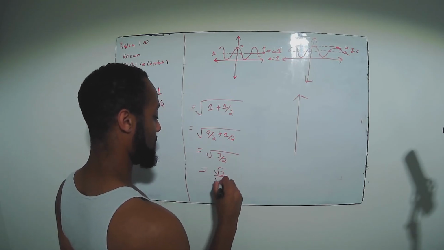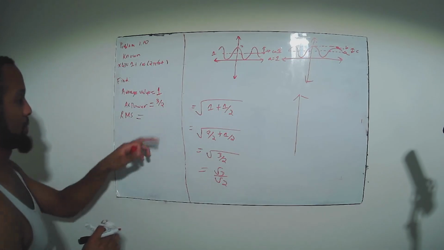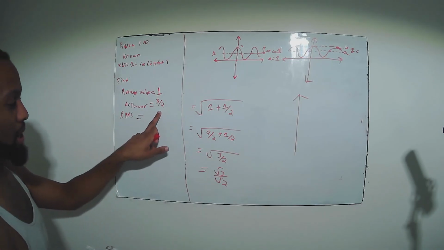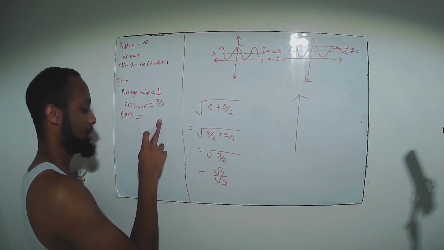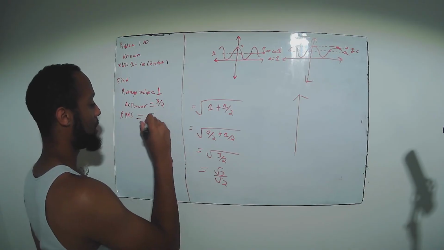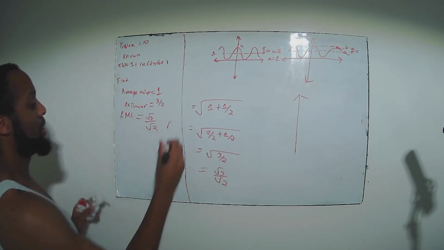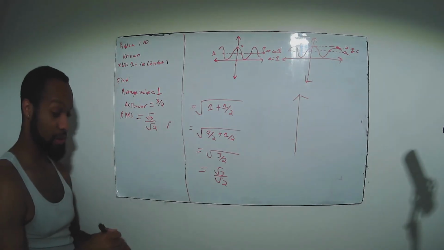3 over root 2. What you'll notice is a root 2 factor times our AC power, which is how we know that we were on the right track here with the AC power. The RMS ends up being root 3 over root 2. And that's how you would go about solving this problem.